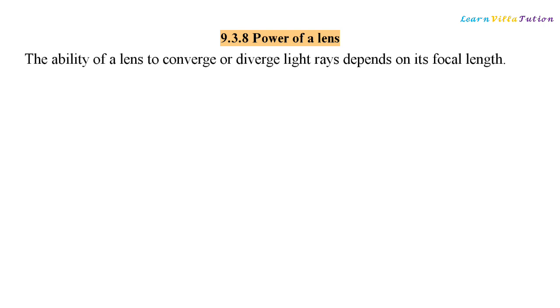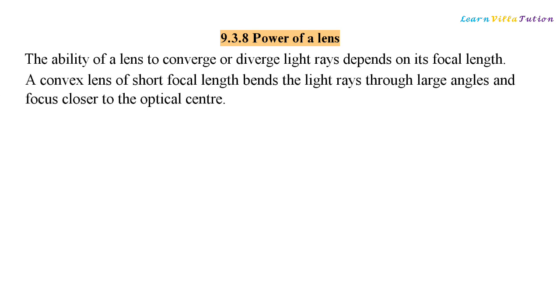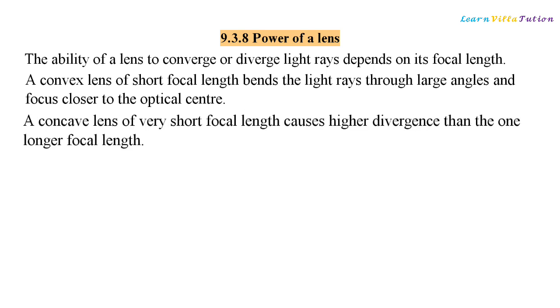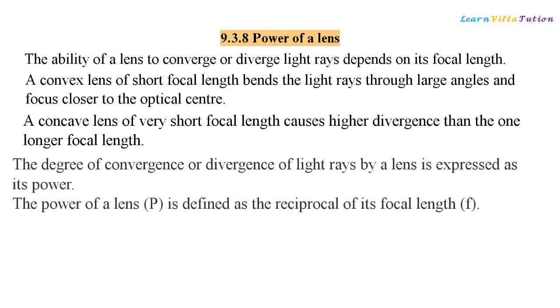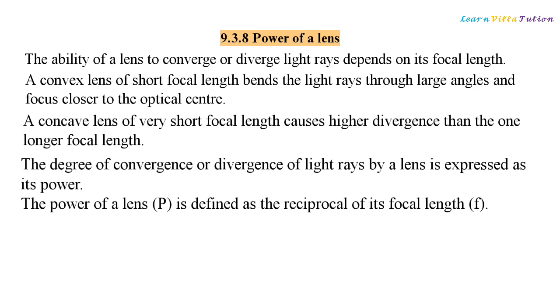Power of a lens. The ability of a lens to converge or diverge light rays depends on its focal length. A convex lens of short focal length bends the light rays through large angles and focuses closer to the optical center. A concave lens of very short focal length causes higher divergence than one of longer focal length. The degree of convergence or divergence of light rays by a lens is expressed as its power.